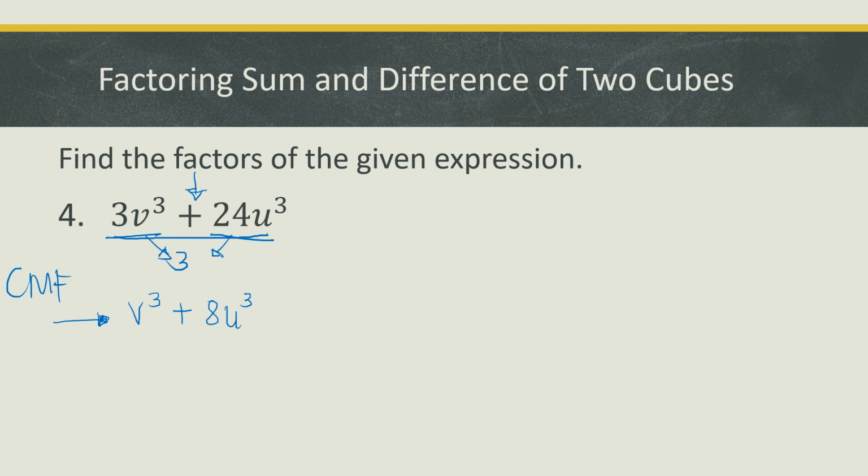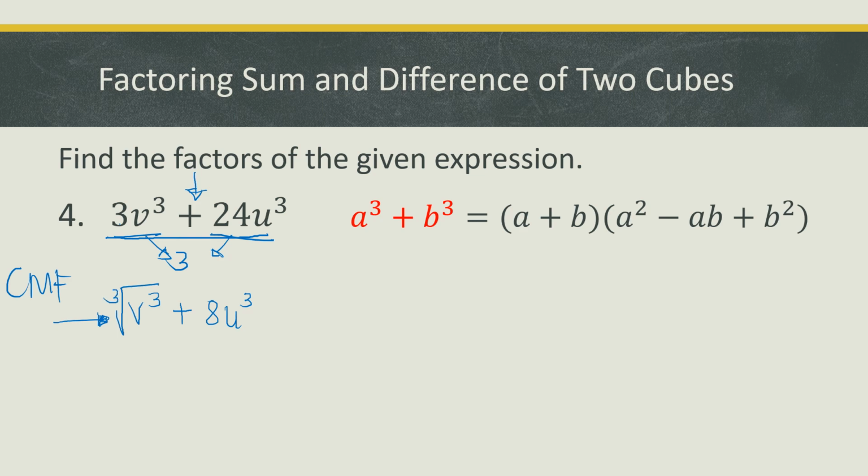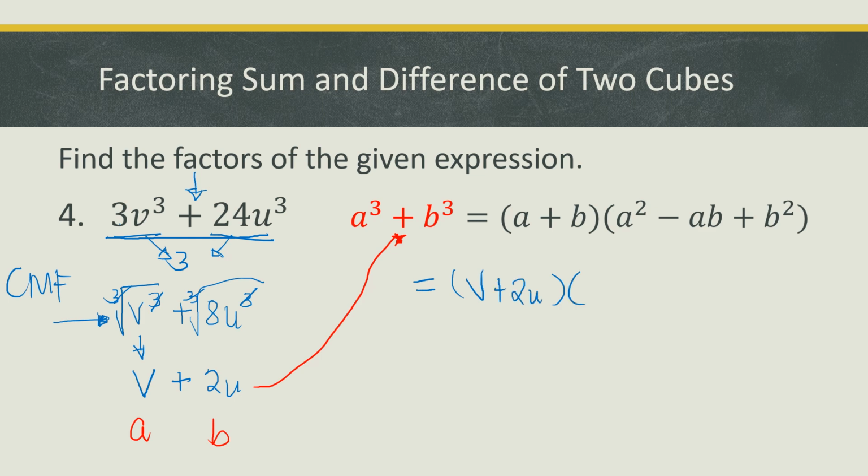So since we have the sum of two cubes, we will use the a cubed plus b cubed formula. The first step again is to get the cube root of v cubed, and that is v, plus the cube root of 8u cubed, which is 2u. This will be now the value of your a, which is v, and the value of your b, which is 2u. So we will now substitute this to the given formula. Then we have here a plus b, which is v plus 2u. Get the square of a, and that is v squared, minus the product of a and b, that is 2vu, plus the square of b, which is 2u, that is 4u squared.